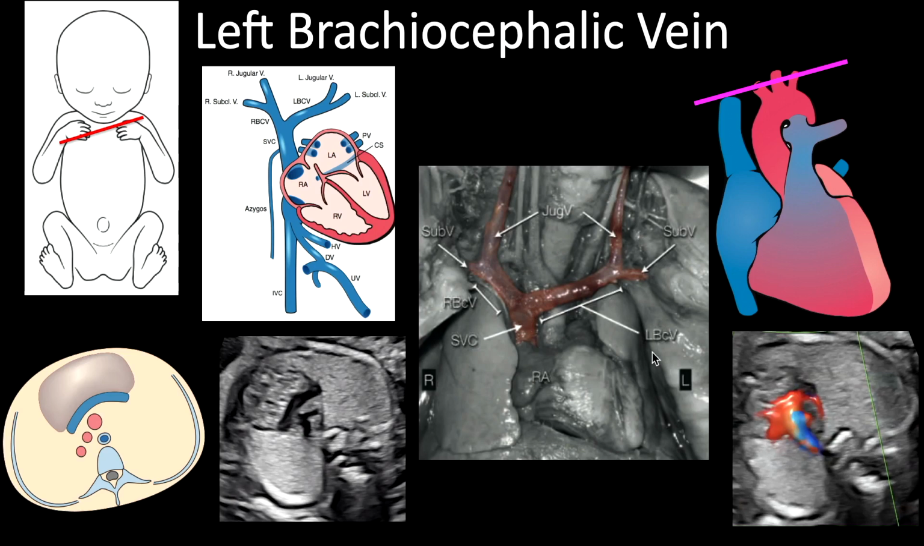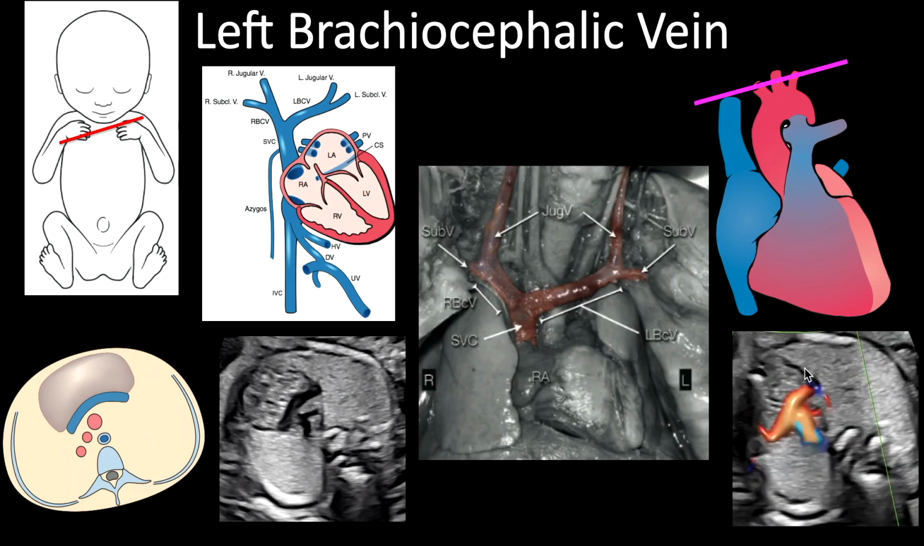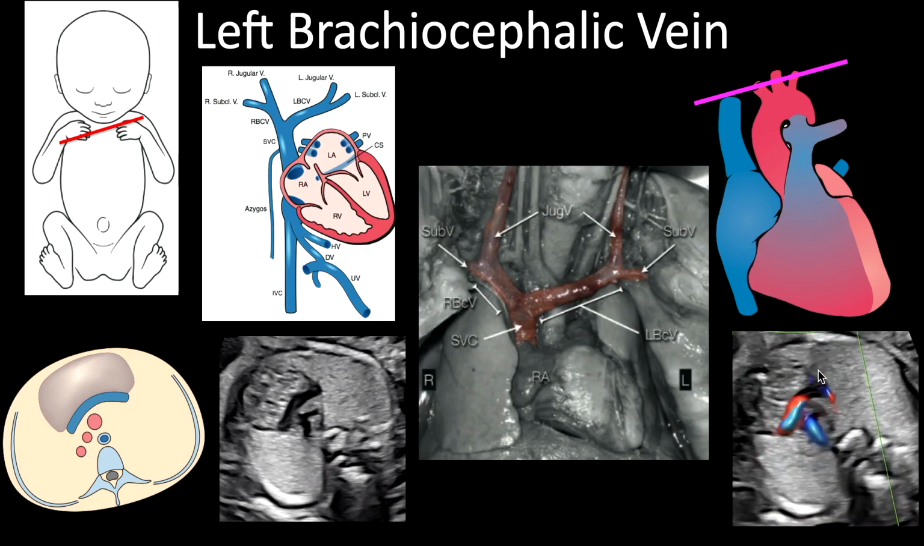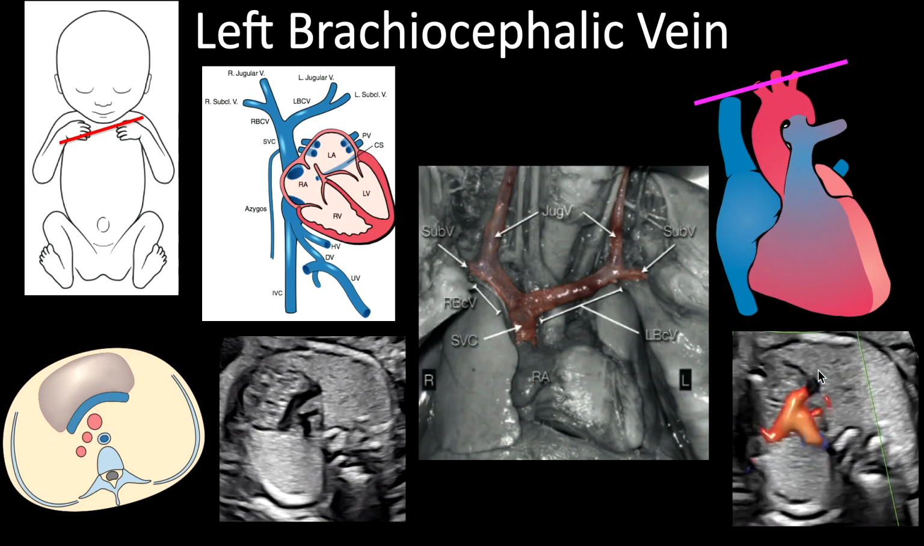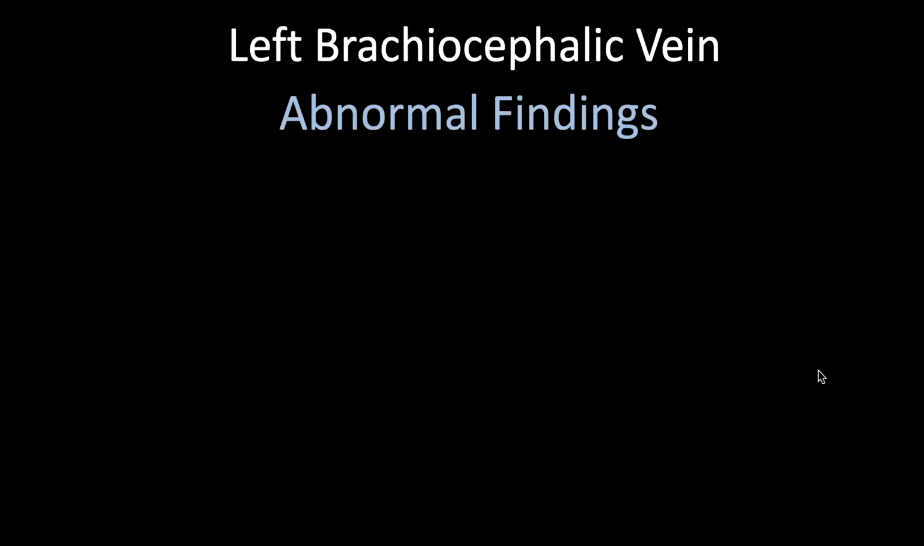Remember, we had the left and right subclavians, and the left subclavian does not develop in embryogenesis, and we end up with only one subclavian vein. And here you see on color Doppler the blood flow going from left to right because it's taking blood from the left side of the head and neck into the right side through the superior vena cava.